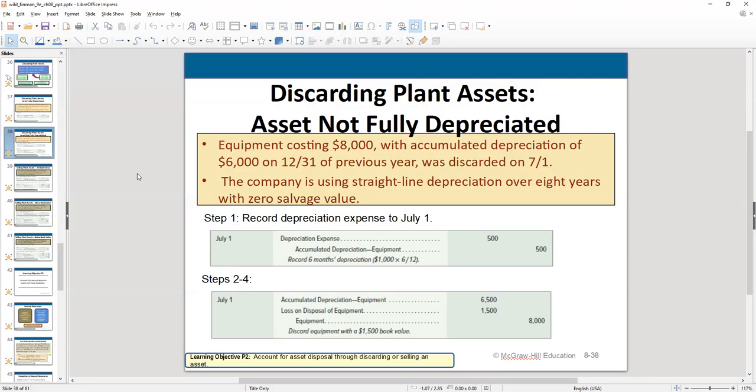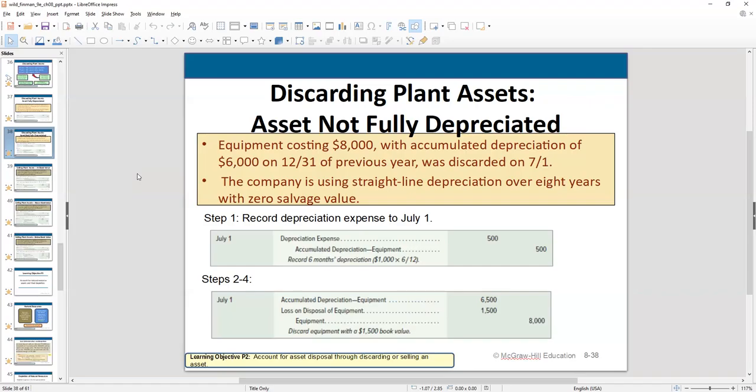Now we're ready to write that equipment off. So our accumulated depreciation, if you look at the example, it says $6,000, but it's really not. We just took another $500 off. So our accumulated depreciation totals $6,500. We're going to debit that, because we've got to get rid of that balance now. We're getting rid of the equipment. We've got to get rid of that accumulated depreciation equipment account. Next, we see that we're suffering a loss of $1,500 on disposing of the equipment. So that's going to be a debit. Then finally, we're going to credit equipment $8,000, which takes it off the books.